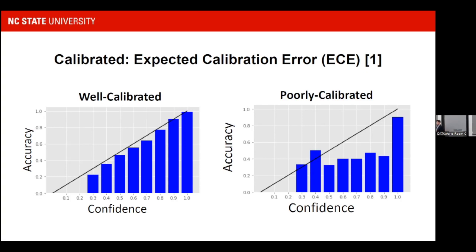With a poorly calibrated model, we might have objects that are classified with a confidence of 0.8, but their actual corresponding accuracy is quite a bit lower. So our confidence is not a good indication of what our confidence should actually be.